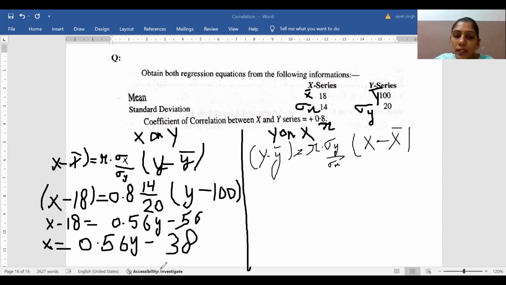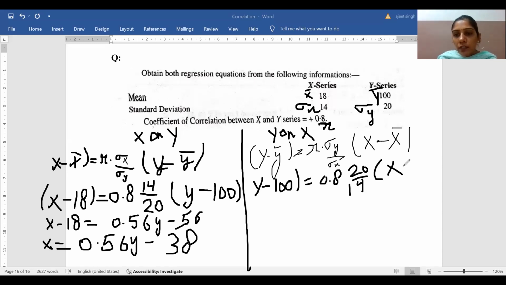Now let's calculate the regression equation of y on x. Let's put all the values in this formula: y minus y bar, where the mean of y is 100, is equal to r, which is plus 0.8, times the standard deviation of y, which is 20, divided by the standard deviation of x, which is 14, times x minus the mean of x, which is 18. Now y minus 100.